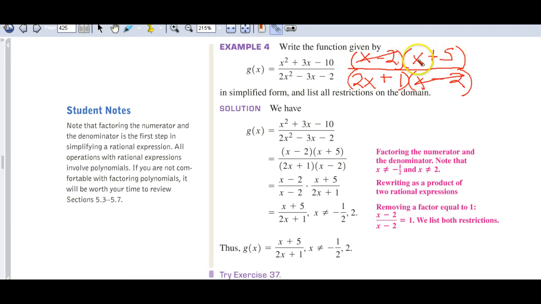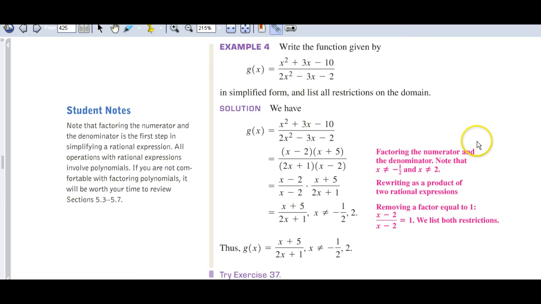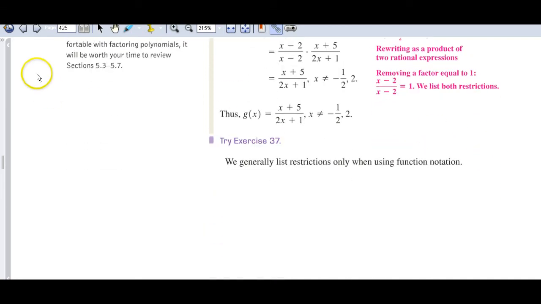Now notice you end up with this over this, but when you're stating the domain, equate each of these to 0. Here this is going to be a negative 1/2. Move that over, it becomes negative, divide by 2, and this becomes a positive 2. So x would be all real numbers, but x cannot be a negative 1/2 or a 2. And that's what they have down here. Okay? Lots of steps to show you what's going on item by item.